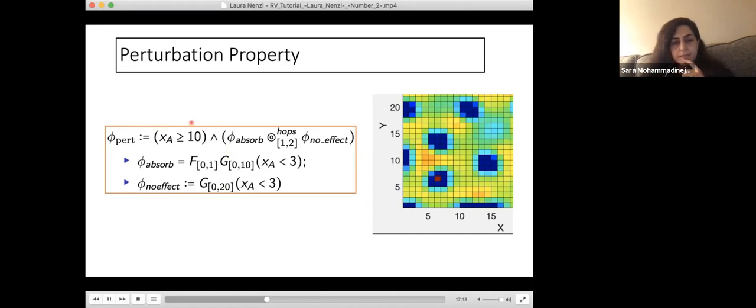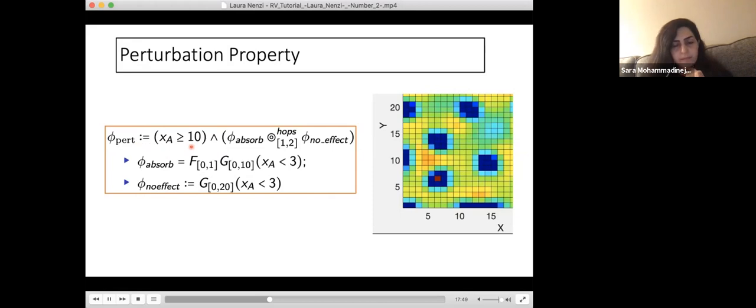So the property that we are considering is this one, where in the first part there is this atomic proposition, and if you remember, we are going to check then the satisfaction of the property at time 0. So the only location that can satisfy this property is for sure the location we have perturbed, because all the others have a value that is less than 10.